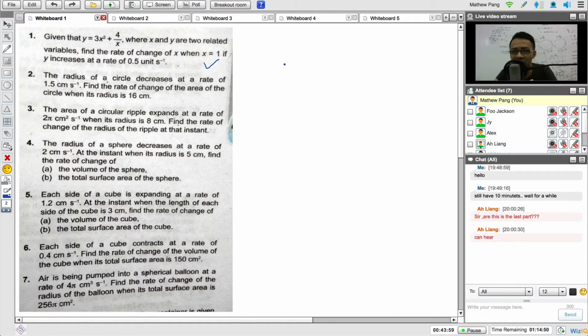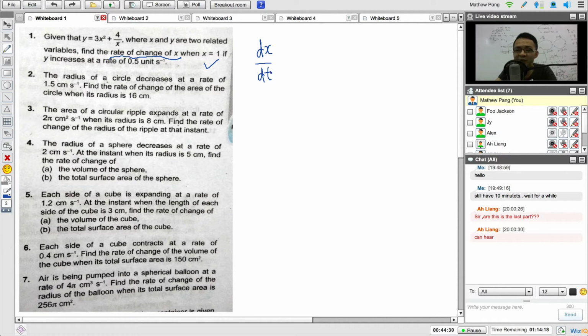Alright, so over here he said given that y equals 3x squared plus 4 over x, where x and y are two related variables, so x and y are the variables. He asks you to find the rate of change of x. So what is the meaning of the rate of change of x? First, I say when you see rate, you must know this one is related to dt. So rate of change of x, straight away what comes to my mind will be dx dt.